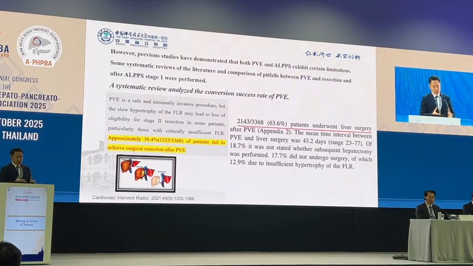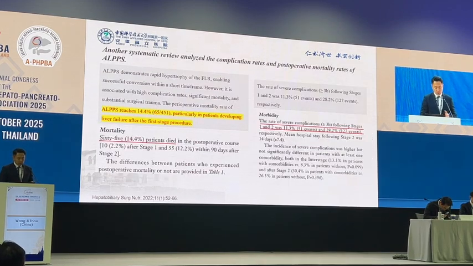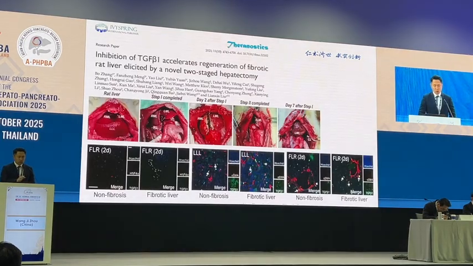Yeah. So PVE is easy and safe, but almost 40% of the patients fail to achieve surgical resection after PVE. And what about the ALPPS? With ALPPS, almost 15% of the patients will develop liver failure after the first stage of the procedure. We also observe that the liver volume will not increase in some patients, especially patients with severe cirrhosis.